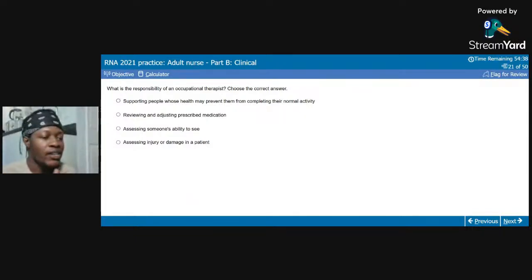Okay, so what is the responsibility of an occupational therapist? Choose the correct answer. A. Supporting people whose health may prevent them from completing their normal activity. Reviewing and adjusting prescribed medications. No. Assessing someone's ability to see. No. Assessing injury or damage in a patient. No. So the first option is our answer, which is to support people whose health may prevent them from completing their normal activity.